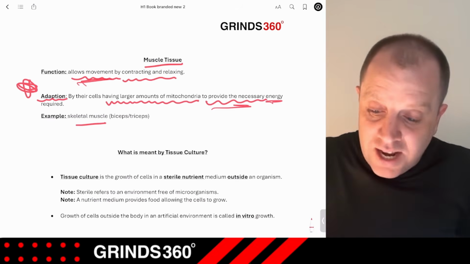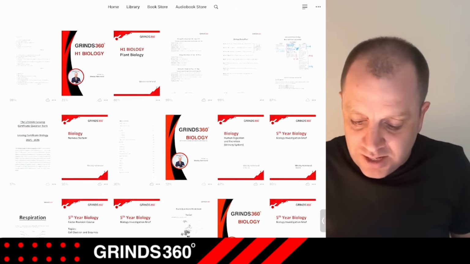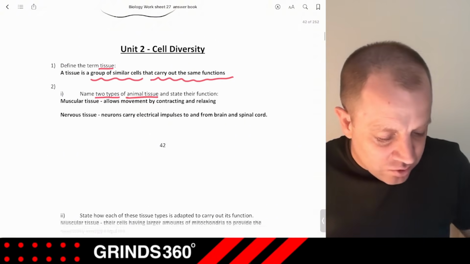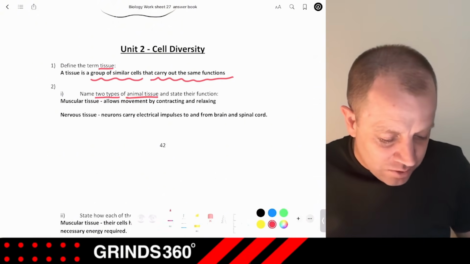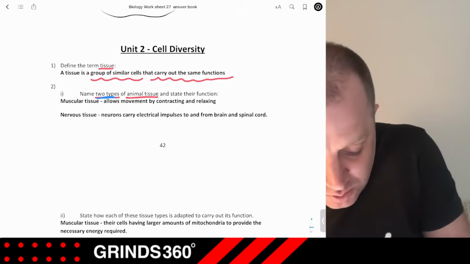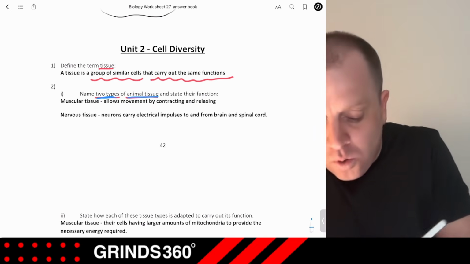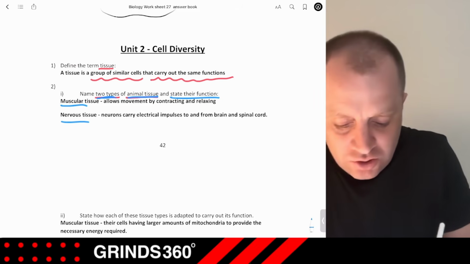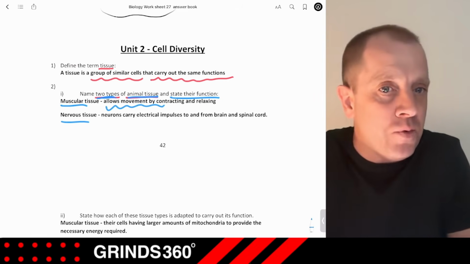Let's have a look at what they can ask on that. So this is what they can ask on this. Look here. If you look at question 2 at the bottom of page 42, here it is: name two types of animal tissue. So muscular tissue and nervous tissue, and state their function. Muscle tissue allows for movement.